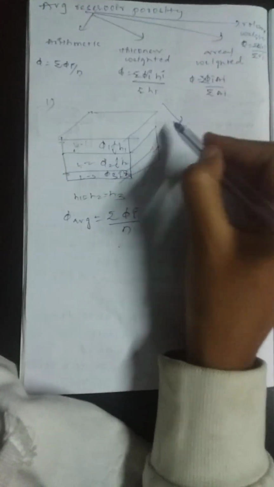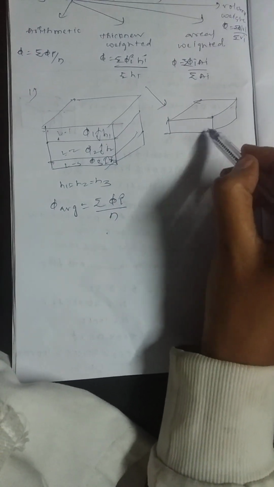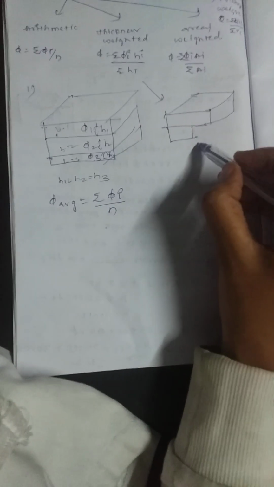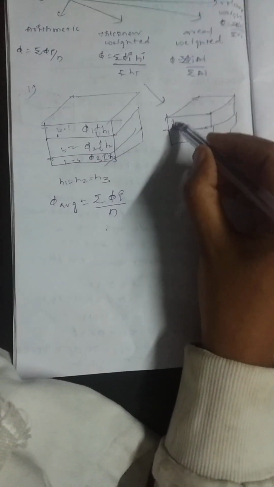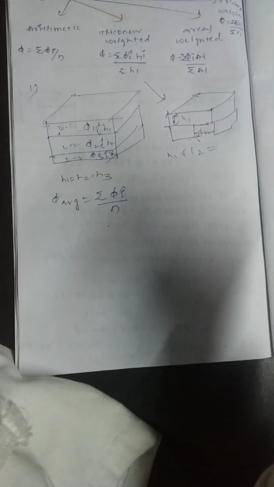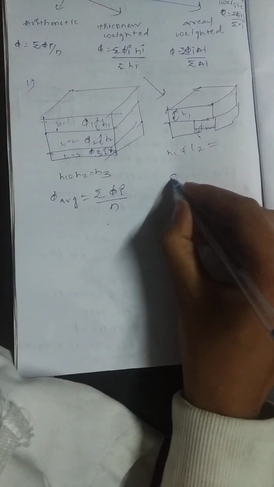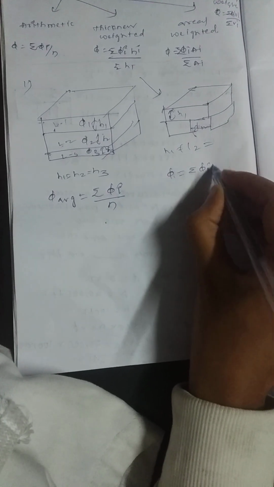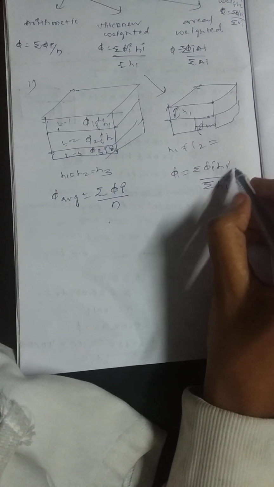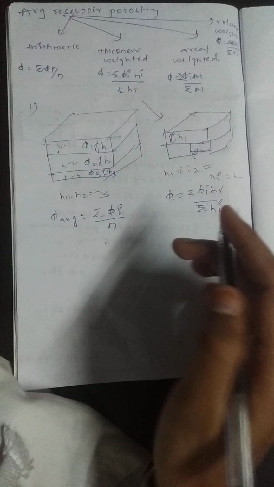Coming to the thickness weighted, it means that the thickness of the reservoir is changing. This may happen, but it is very unusual, where H1 is not equal to H2 and there is a lot of variation in the thickness of the reservoir. Then we go for the vertical thickness: phi average is the sum of phi i into H i divided by the sum of H i. These formulas have very little importance, but still give them at least 2 or 3 revisions.